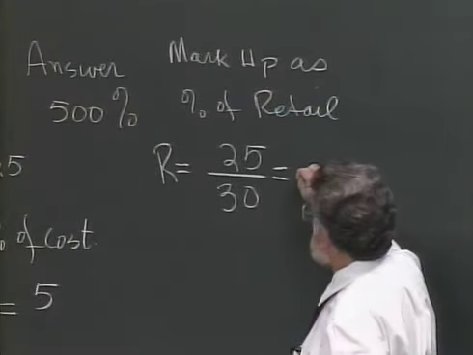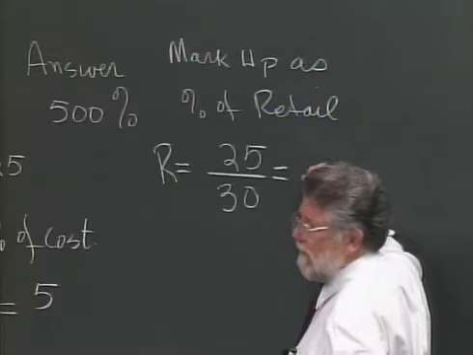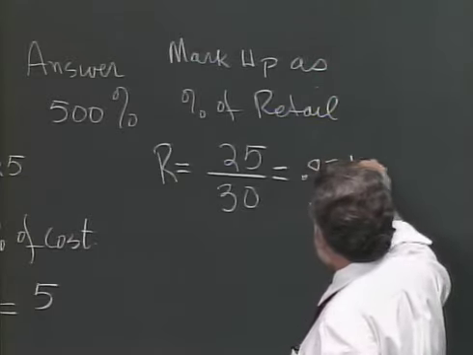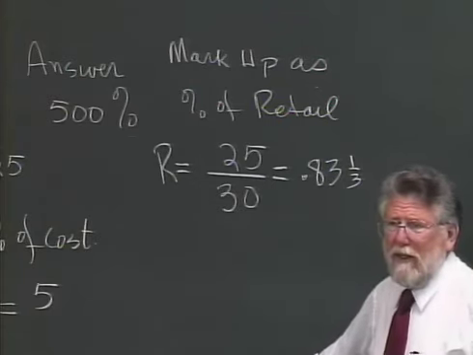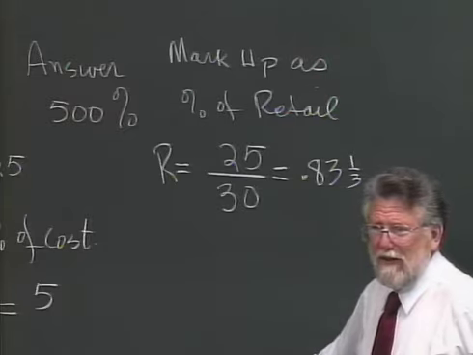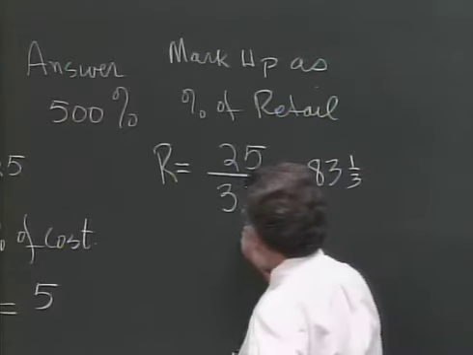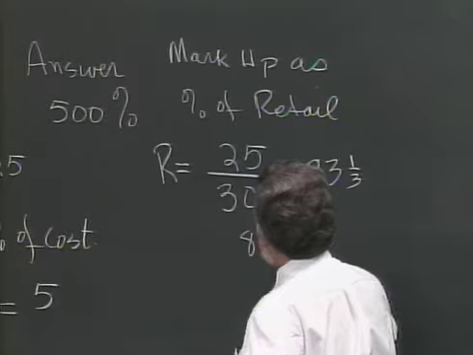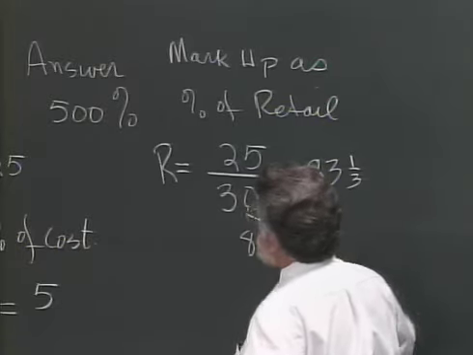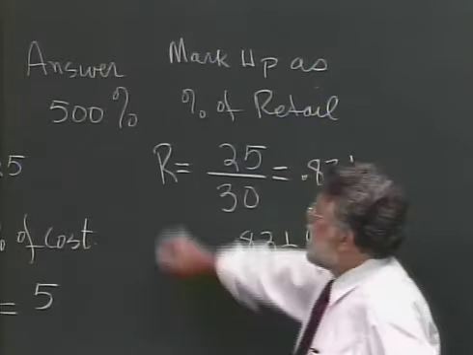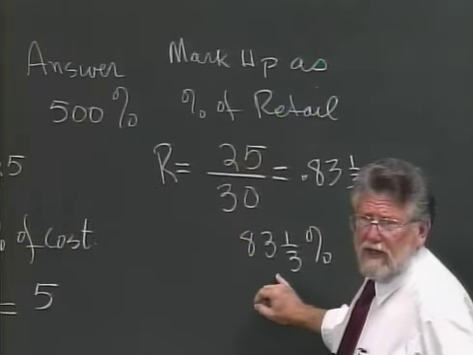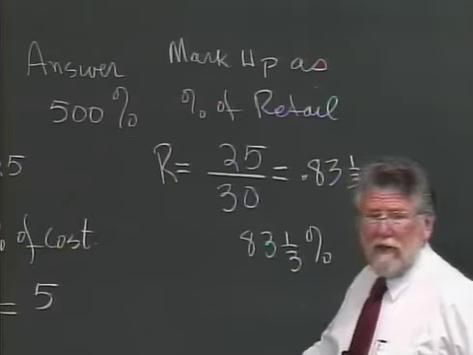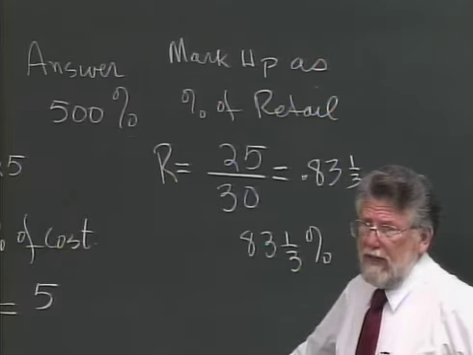What was your decimal here? 0.83 and a third, correct? So what is it as a percent? 83 and a third percent. Now notice the difference. As a percent of cost, 500%, but as a percent of retail, 83 and a third percent. Makes a big difference.